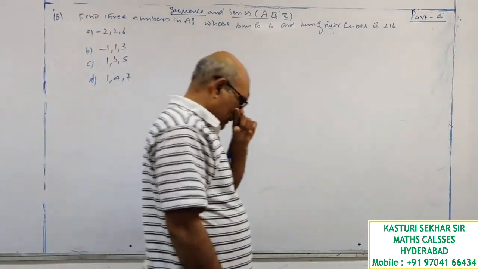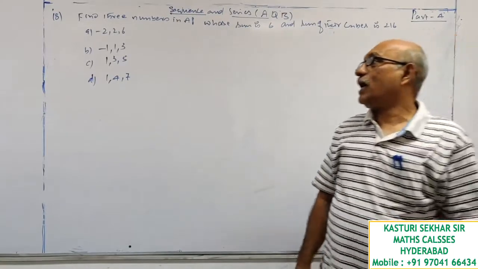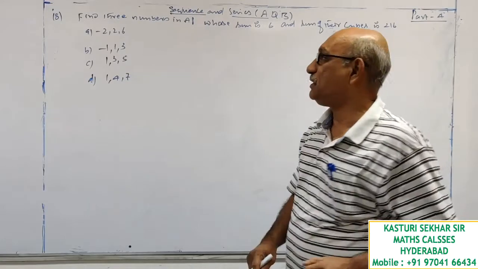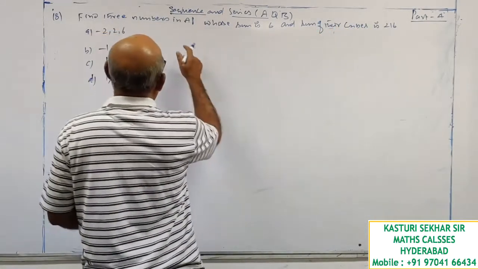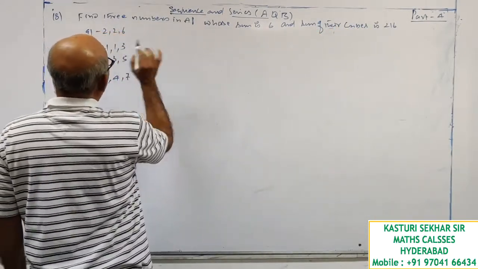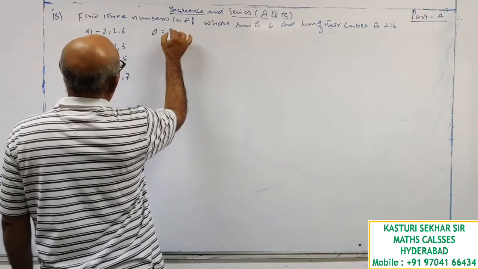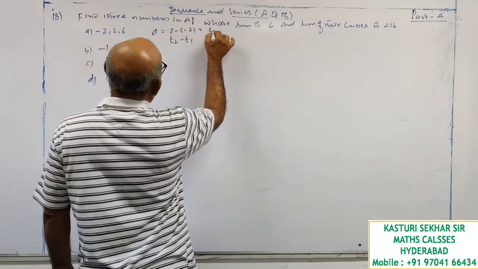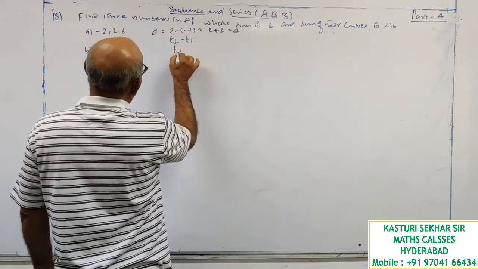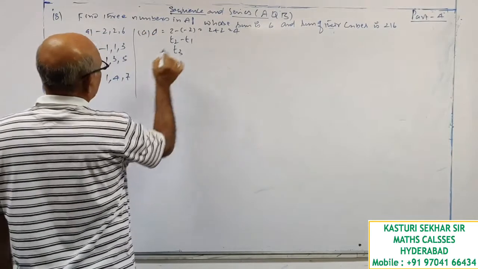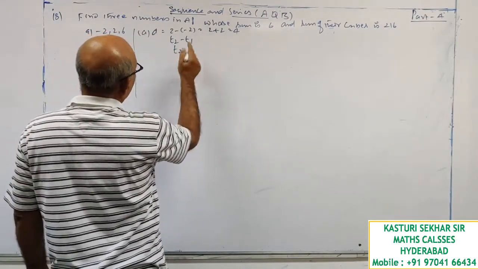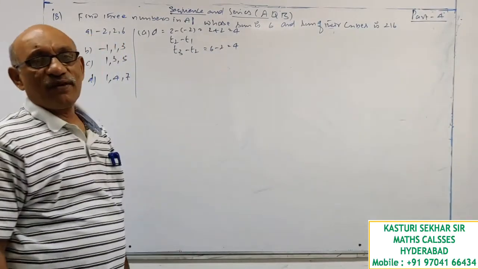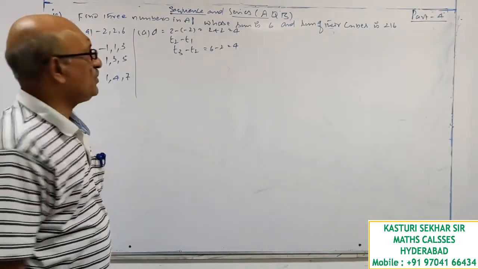Okay. Now, when your options are numerical numbers, you can verify through options. Look at this. The first condition is that the common difference should be equal. For option A, I am verifying the conditions. D is equal to T2 minus T1, 2 plus 2, 4. T3 minus T2, 6 minus 2 is 4. The common difference is 4, so it is in arithmetic progression.